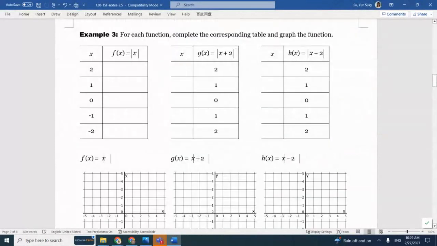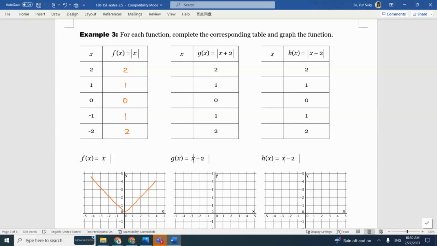Okay. And next one. The absolute value of x is the same thing, right? Let's copy it down. And we have a reshape. This one is the same as before. Now, what happened? Do you see here? G of x is absolute value of x plus 2. And this is absolute value of x minus 2. We are changing the x. We're not changing the y.